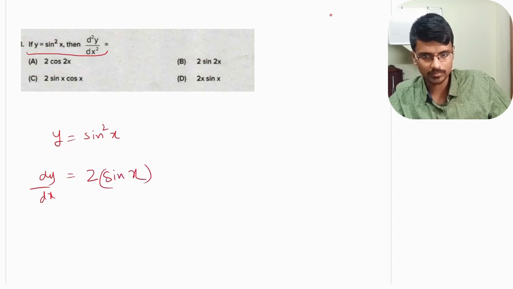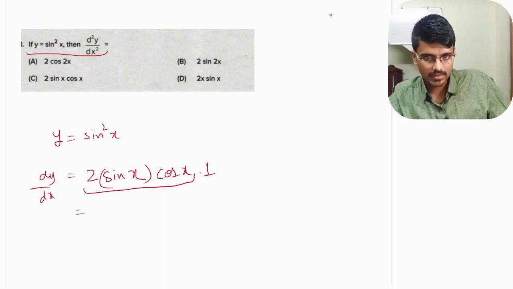Now the base is sine. Differentiation of sine x is cos x. Differentiation of x is 1, so we can just leave that. 2 sine x cos x, if you remember, this is equal to sine 2x, right? So they are asking us for the double differentiation, so we'll differentiate it again.